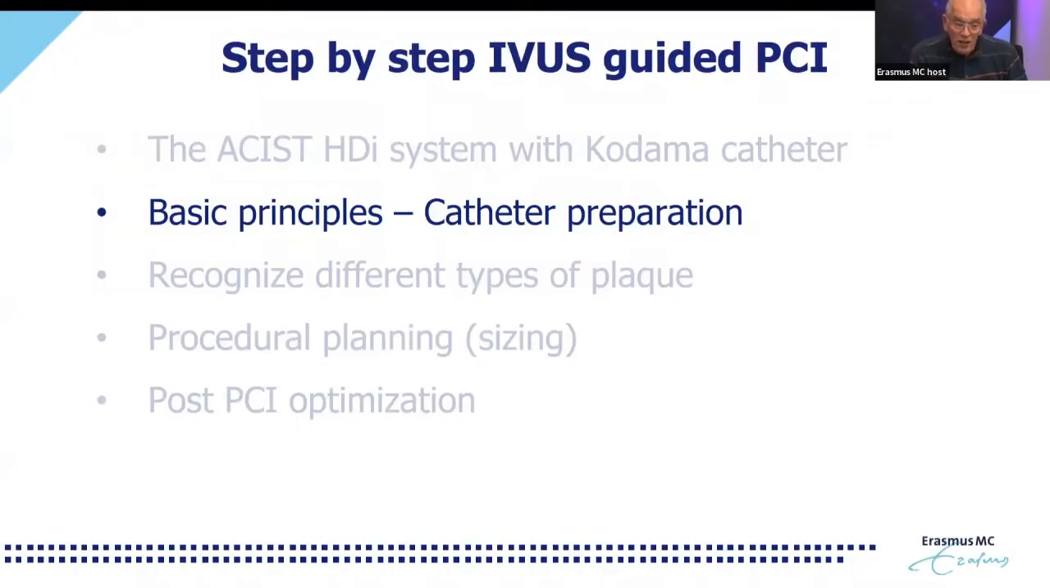Well, to get all these nice things, you need an IVUS catheter, and one of the first basic principles is that you do a proper preparation of your catheter. Your new catheter has an outside sheet. In the outside sheet, there is an ultrasound probe rotating. What you need to do is flush the catheter so that there is a film of fluid between the ultrasound probe and the outside of the catheter.